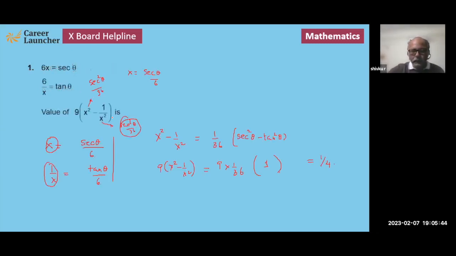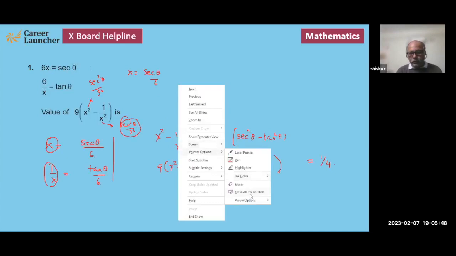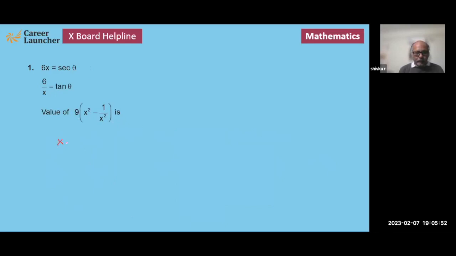Let me explain the previous one again, I will make it clear. The value of x is secant theta by 6, and the value of 1 by x is tan theta by 6. So when you do x squared minus 1 by x squared, the value of x squared is secant squared theta by 6 squared, minus tan squared theta by 6 squared, which is the same as 1 by 36 into secant squared theta minus tan squared theta.